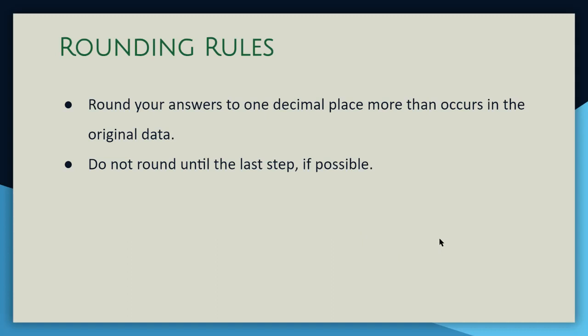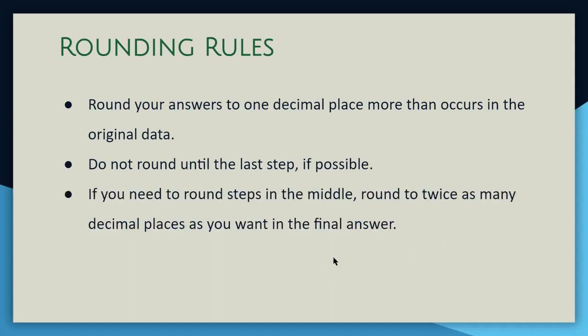If you're in a situation where you absolutely have to round in the middle because you can't carry your answer down, you should round those intermediate numbers to twice as many decimal places as you want in your final answer. So if our original data is whole numbers, we want our answer to have one decimal place. Our middle numbers should be rounded to 2 decimal places. If I want my answer to have 2 decimal places, those middle numbers should be rounded to 4 decimal places. So twice as many decimal places as you want in your answer.